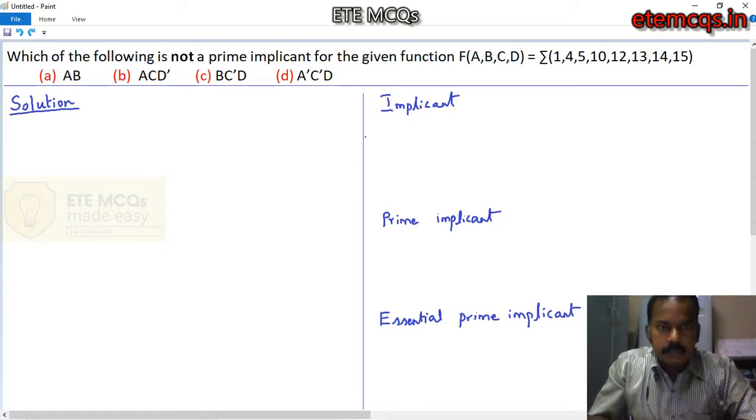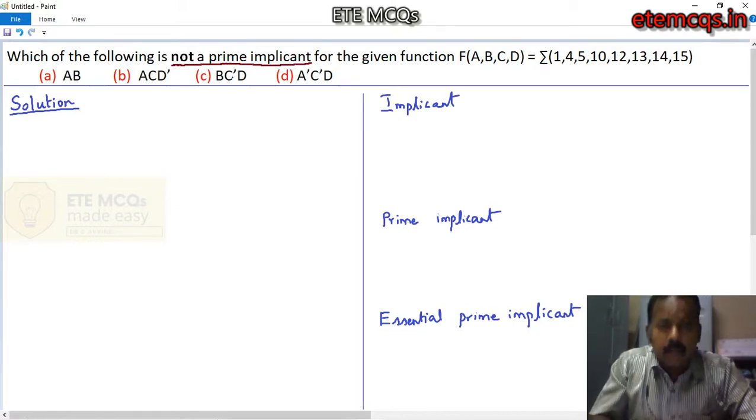That is from digital circuits. Which of the following is not a prime implicant for the given function f of a, b, c, d equal to summation 1, 4, 5, 10, 12, 13, 14 and 15. So we are supposed to find which of the following is not a prime implicant.